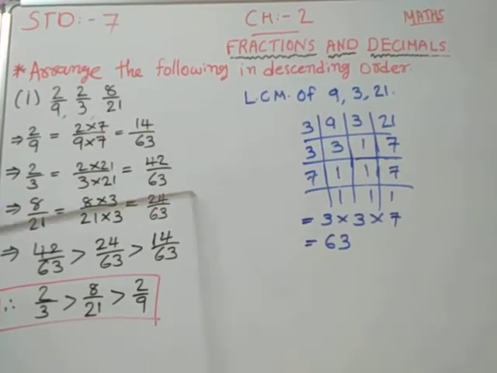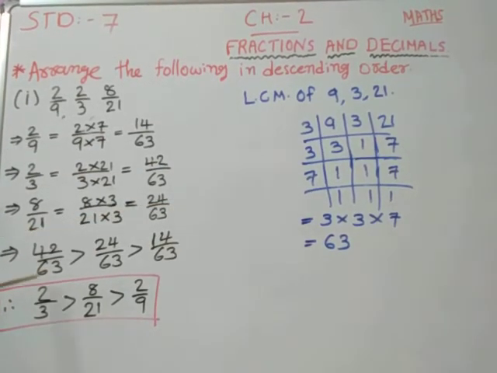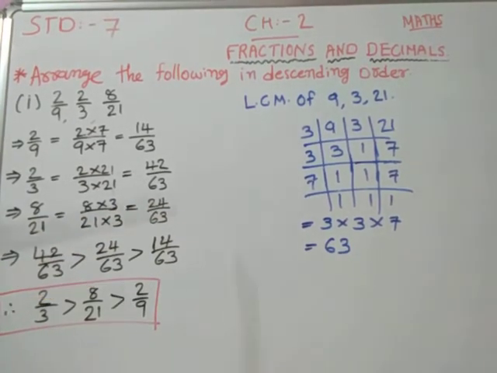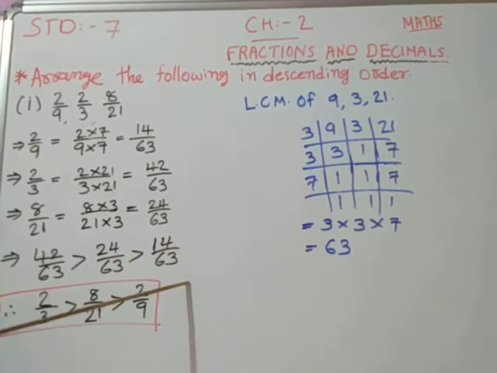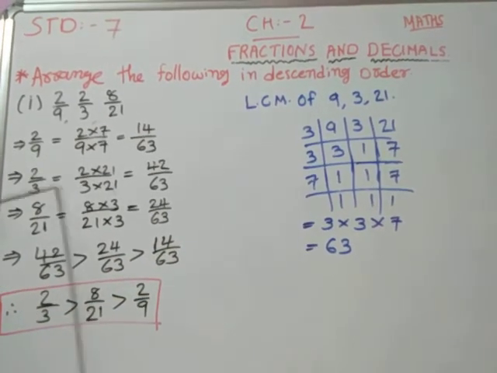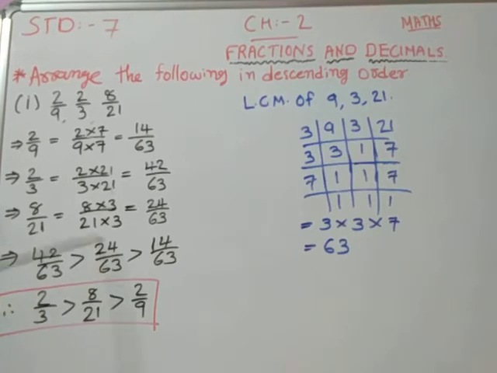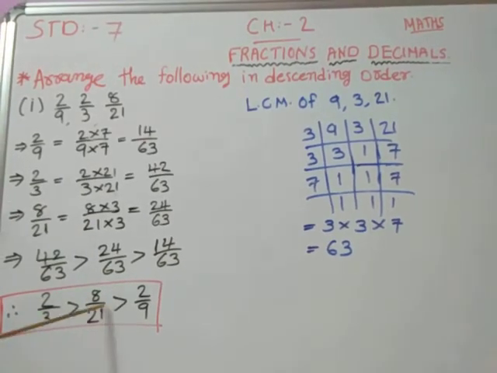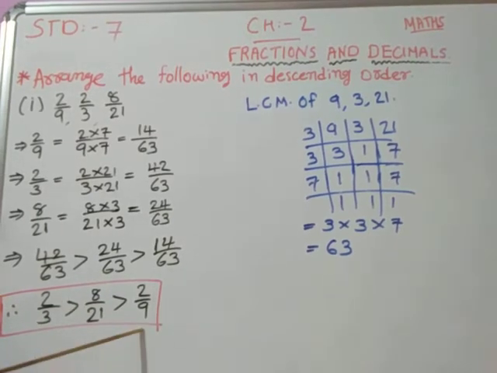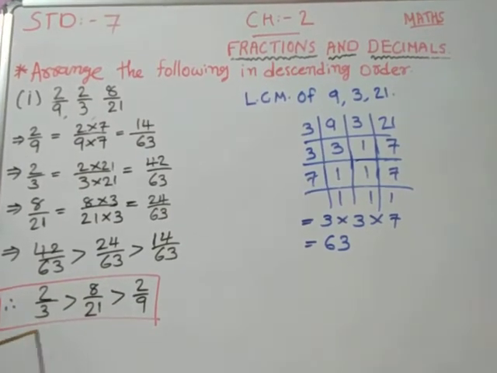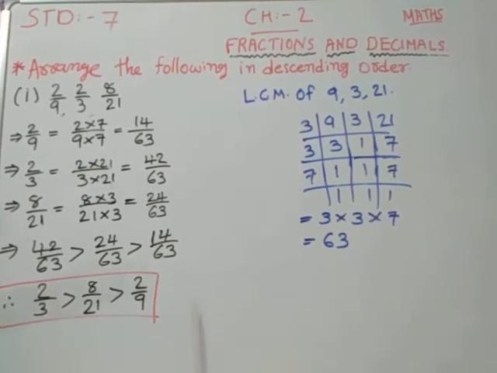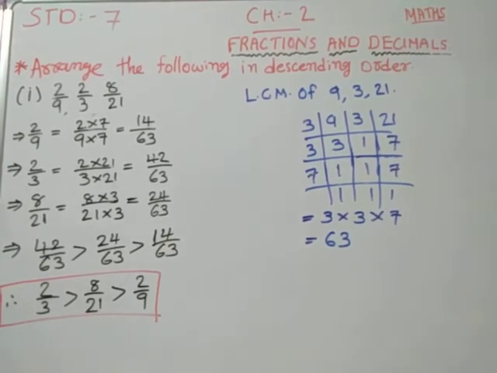So among these 3, 42 upon 63 is the largest. After then 24 upon 63 is the largest. And last one 40 upon 63. So now 42 upon 63 means it's 2 upon 3. 24 upon 63 means 8 upon 21. 14 upon 63 is equal to 2 upon 9. Therefore, 2 by 3 greater than 8 by 21 greater than 2 by 9. That is the descending order.